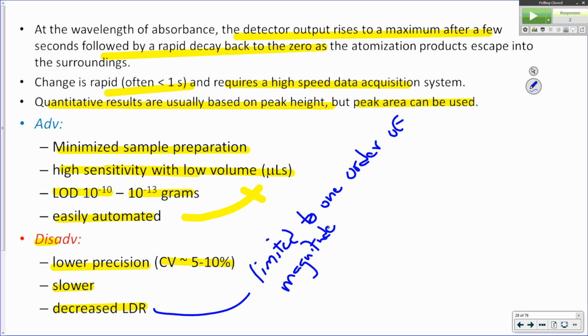What do I mean by that? You could calibrate maybe between 50 and 500 parts per billion. If you went higher than that in concentration, you would lose linearity. So typically you've got times 10 of whatever your lowest standard is, and that's the absolute most you can do.